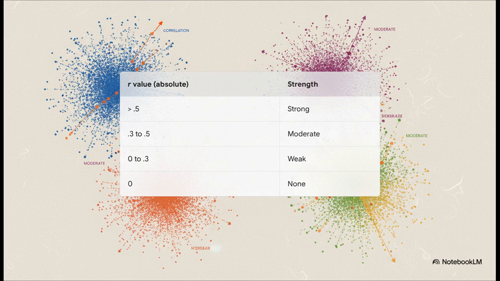Now, the second part of the story is all about strength, and it's simple. The closer R gets to +1 or -1, the stronger that connection is. You can see here, anything over 0.5 is considered pretty strong, while the closer you get to 0, the weaker it becomes. But just looking at the numbers doesn't really do it justice. It helps a lot to actually see it.